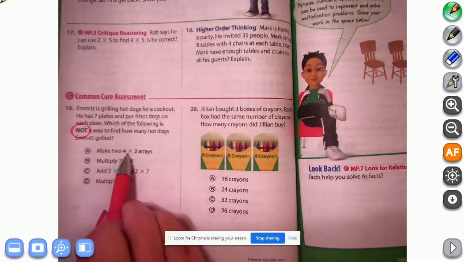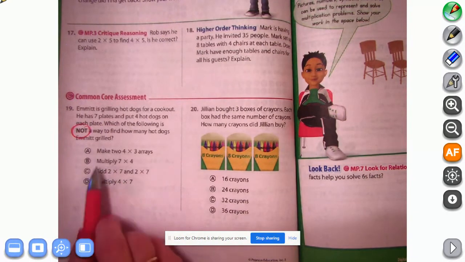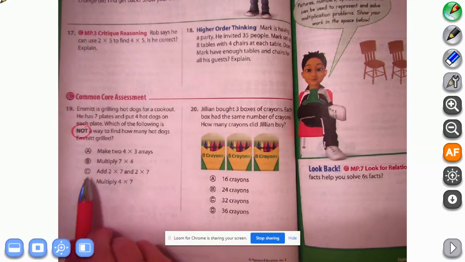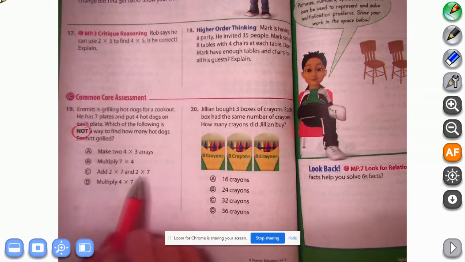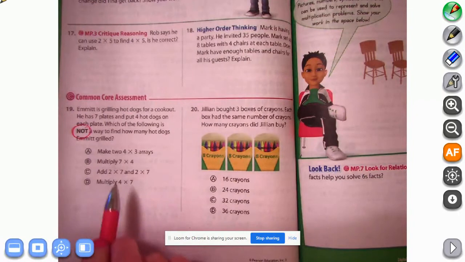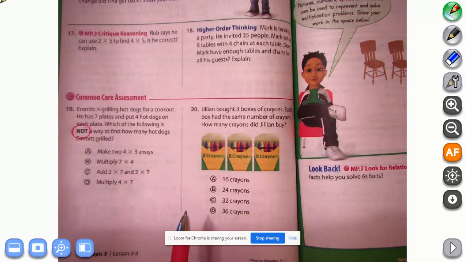Make 2 4 times 3 arrays. Multiply 7 times 4. Add 2 times 7 and 2 times 7. Or multiply 4 times 7. So which one is not the way to find it? Which way is the wrong way?